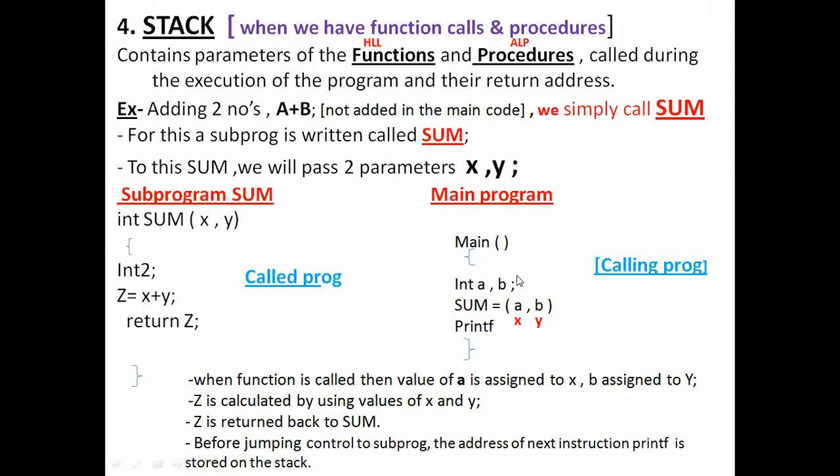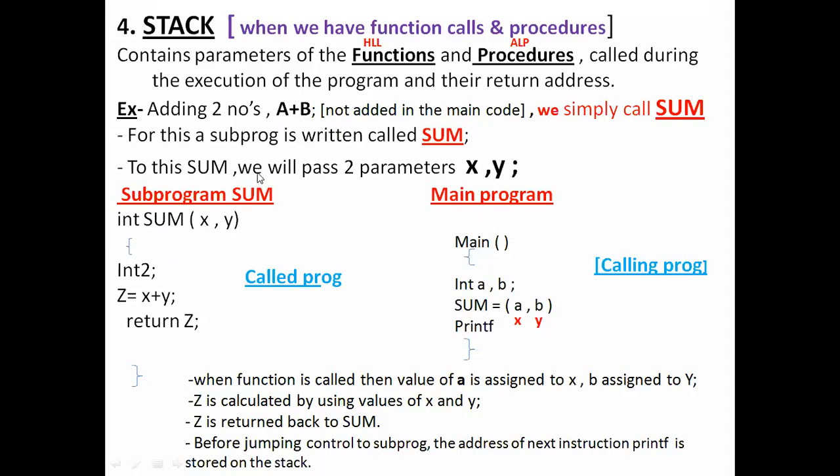So for that I can write down the main program here. We have main, and we have declared A and B as type integer, and a function call is made, which is sum. In the main program, I'm not adding the A and B data itself. For that, I can take the help of a function called sum, where this sum is the subprogram, and this subprogram's main function is to add the A and B data.